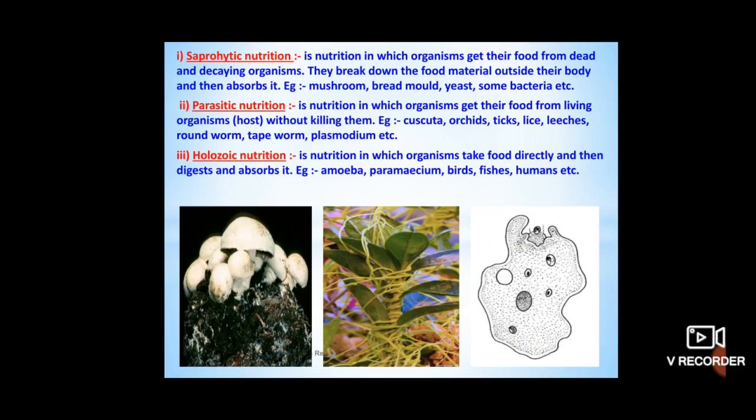Here, it is a kind of nutrition in which organisms get their food from a living organism without killing them. For example, a virus is a kind of parasitic mode of nutrition only. Why? Because the virus requires a host cell for its growth and development.